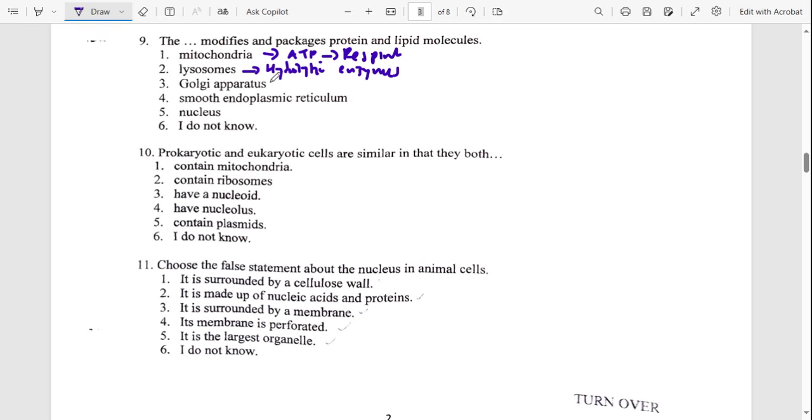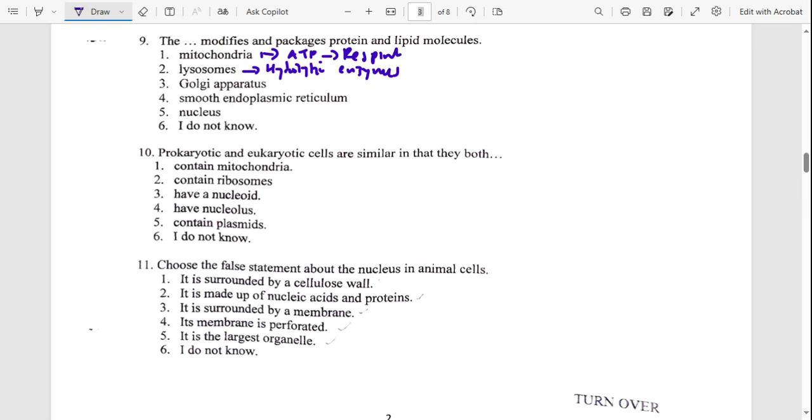The Golgi apparatus is involved basically in processing. What it is really processing is the proteins you make, because the rough endoplasmic reticulum will make proteins. Those proteins are not really active, so they have to go to the Golgi to be activated.